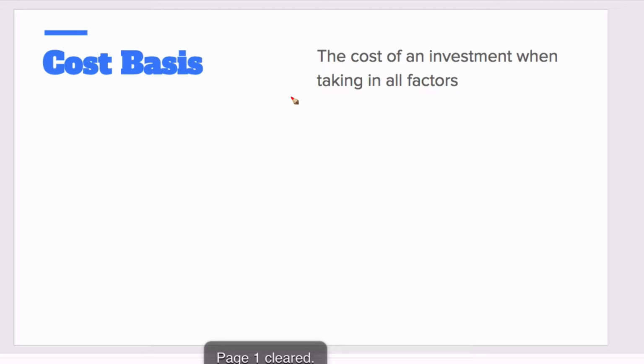Cost basis, like a lot of industries, the finance industry likes to add its own vocabulary to make things as confusing as possible, so it seems like only they would understand what's happening. One of those is cost basis. Cost basis is literally just how much you paid for an investment when you take into account all factors. Now, most of the time, all factors just means the cost.